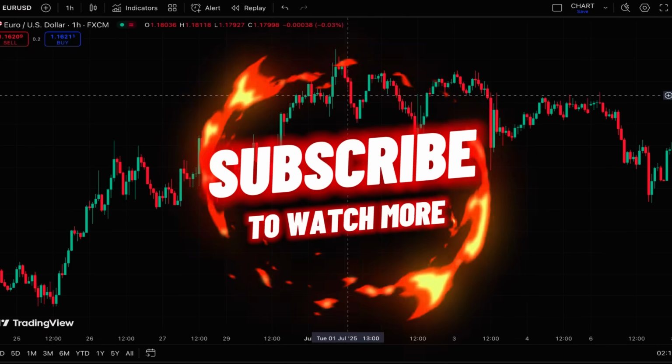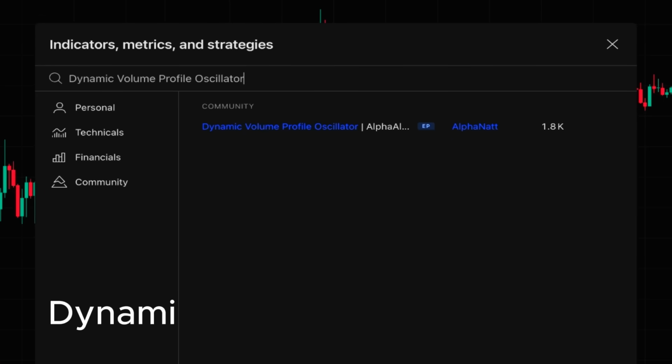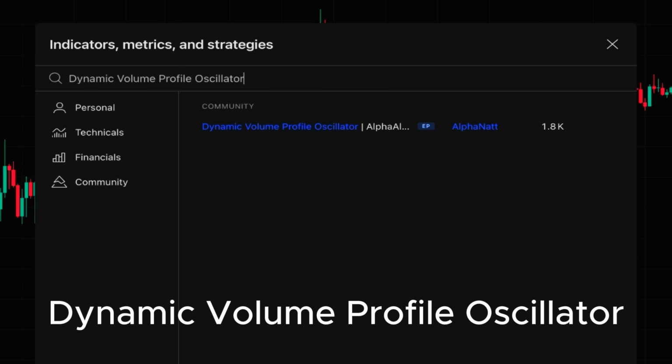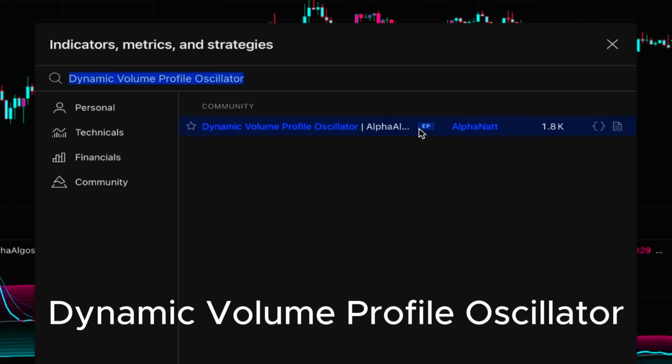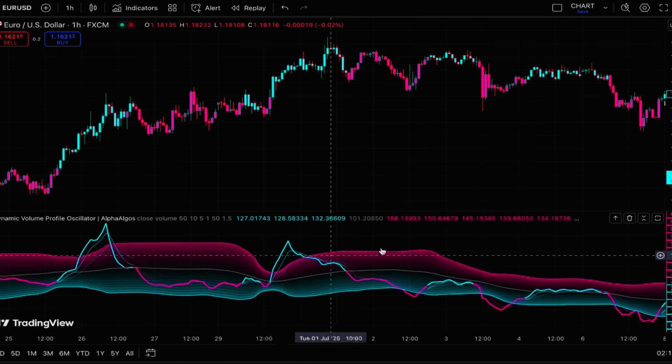To add this amazing indicator to our chart, here we click on indicators and we search Dynamic Volume Profile Oscillator. This one, which is an Editor's Pick indicator and written by AlphaArchitect. Alright, this is the indicator, and as you can see, it's added here below the chart.